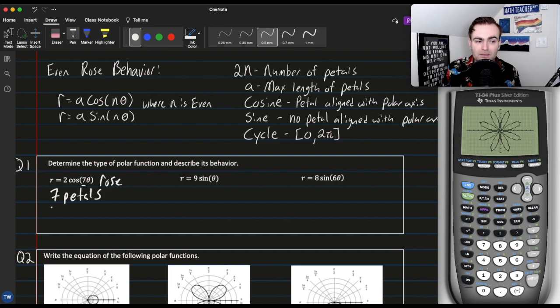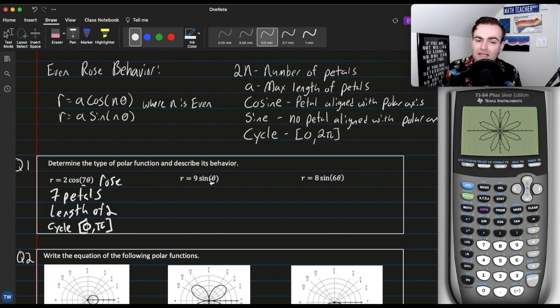with a petal length of 2. And it starts on the pole. So there we go. Its cycle. Odd roses have a cycle of 0 to pi. So its cycle is 0 to pi.